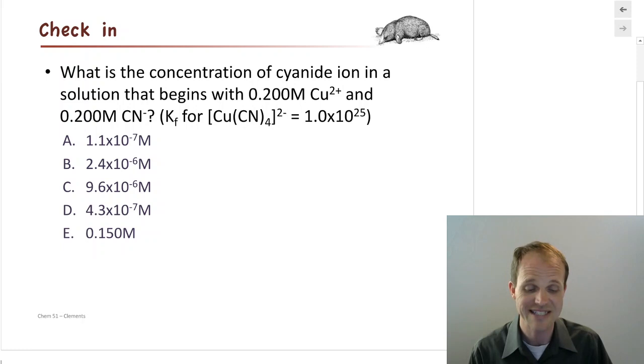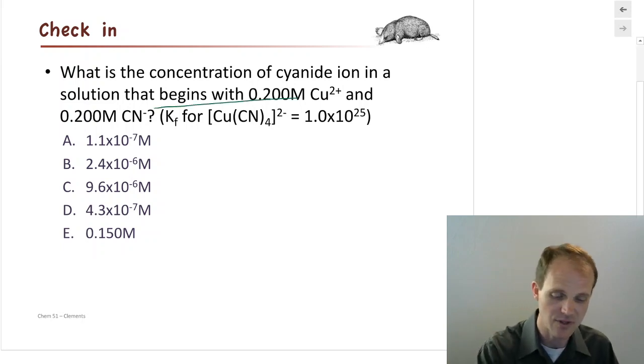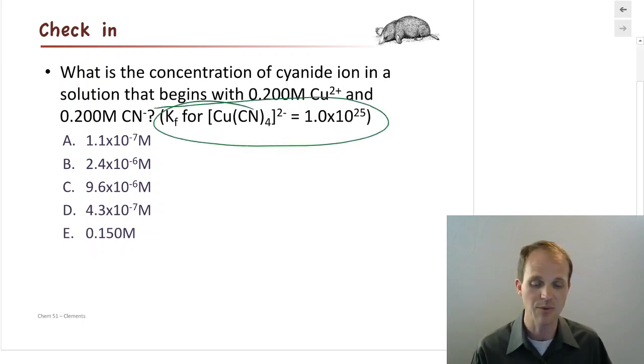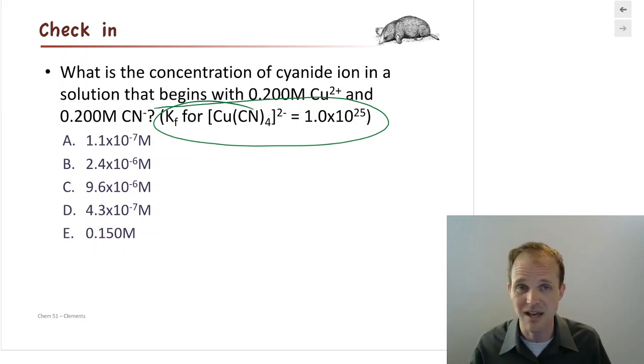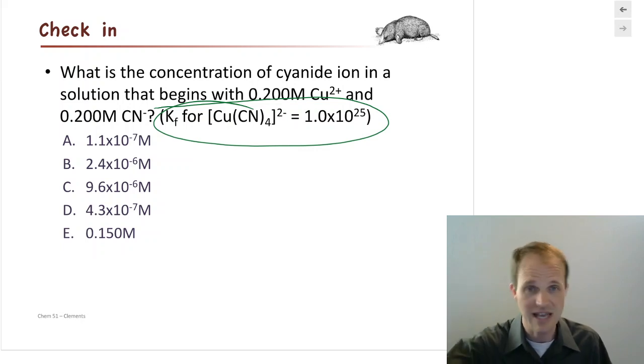What is the concentration of the cyanide ion in a solution that begins with 0.2 molar copper 2 plus and 0.2 molar cyanide? On a test, I would not give you this part in parentheses. I would expect you to go into your tables of data and look. Well, you're like, copper and cyanide, I don't know what happens with copper and cyanide. Do they make a solid? Do they make a complex ion? What you do is you'd go look and see, do I see copper cyanide in my KSP table? Yes or no? Yes, hey, it probably forms a solid.